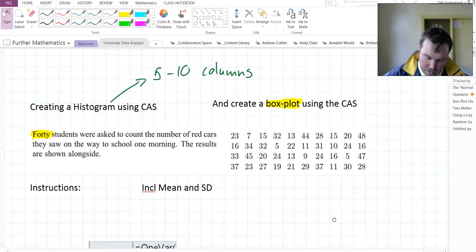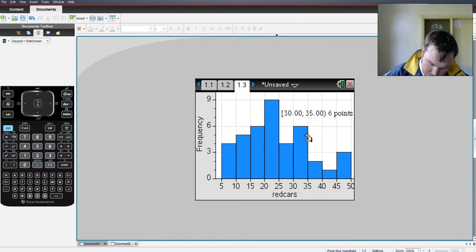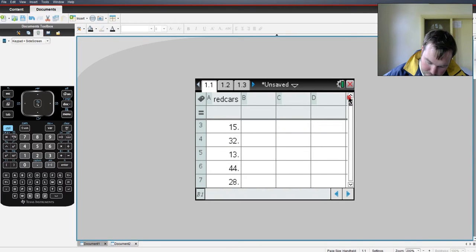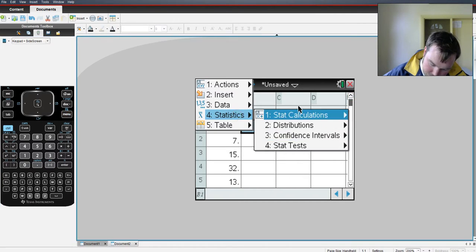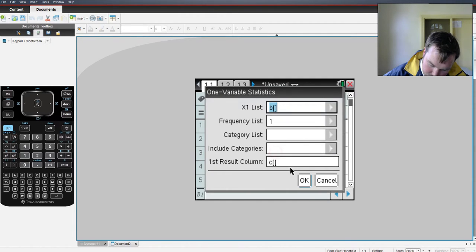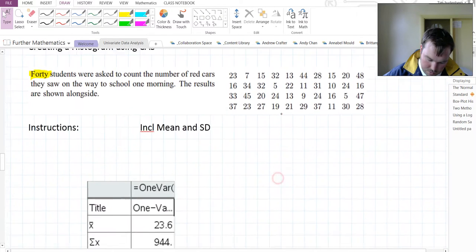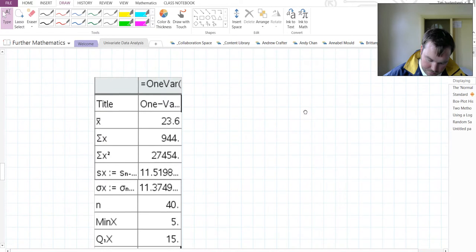And I realise I'm going a little over time. Apologies, we're nearly done. Alright, standard deviation. So standard deviation we can calculate from the original screen here. In fact, we have to do it from here. We go menu, statistics, stat calculations, one variable statistics, OK, and then we want red cars. OK. X bar is 23.6. In fact, here is one I made earlier.